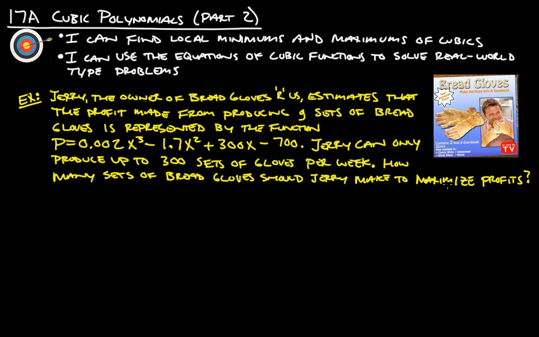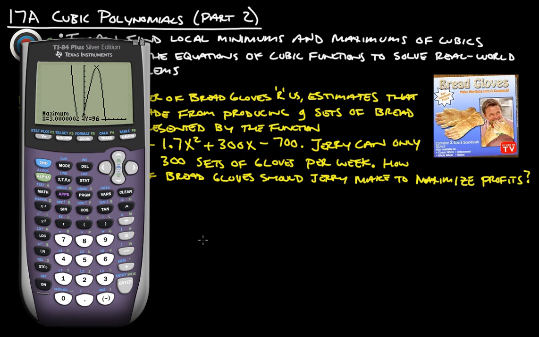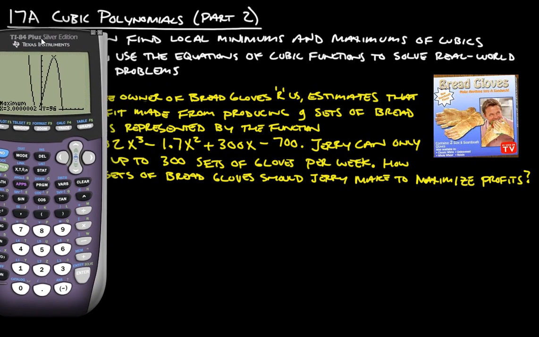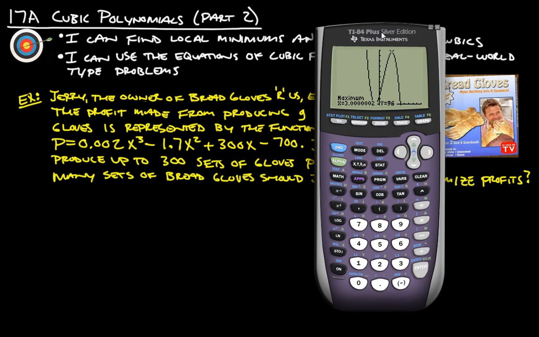Okay, so what we need to do here is bust out our graphing calculator again. And what we're going to do is graph this thing and see where the maximum is. So we're just going to do basically a graph like this and find the maximum. So we'll enter this in, 0.002 x cubed. So we enter that all in.